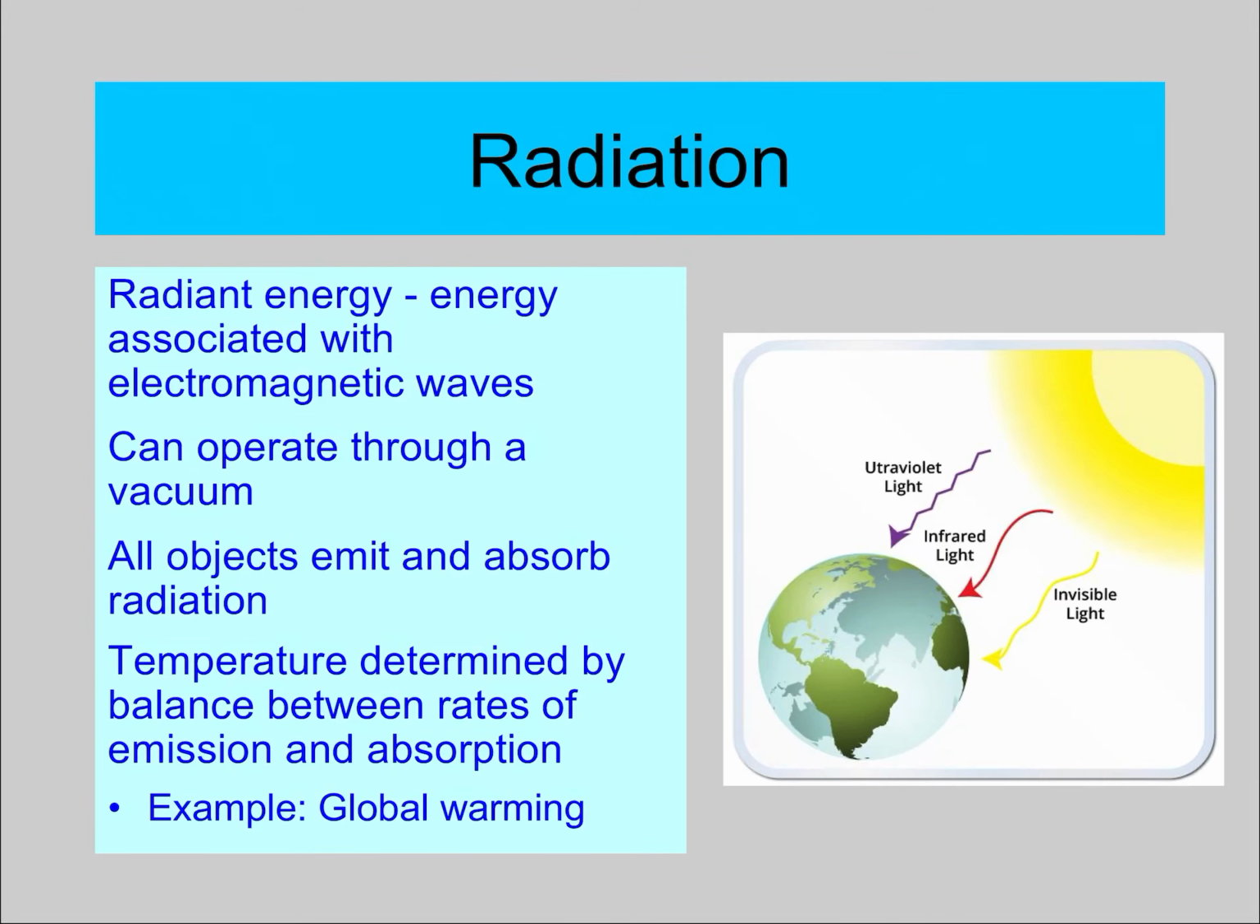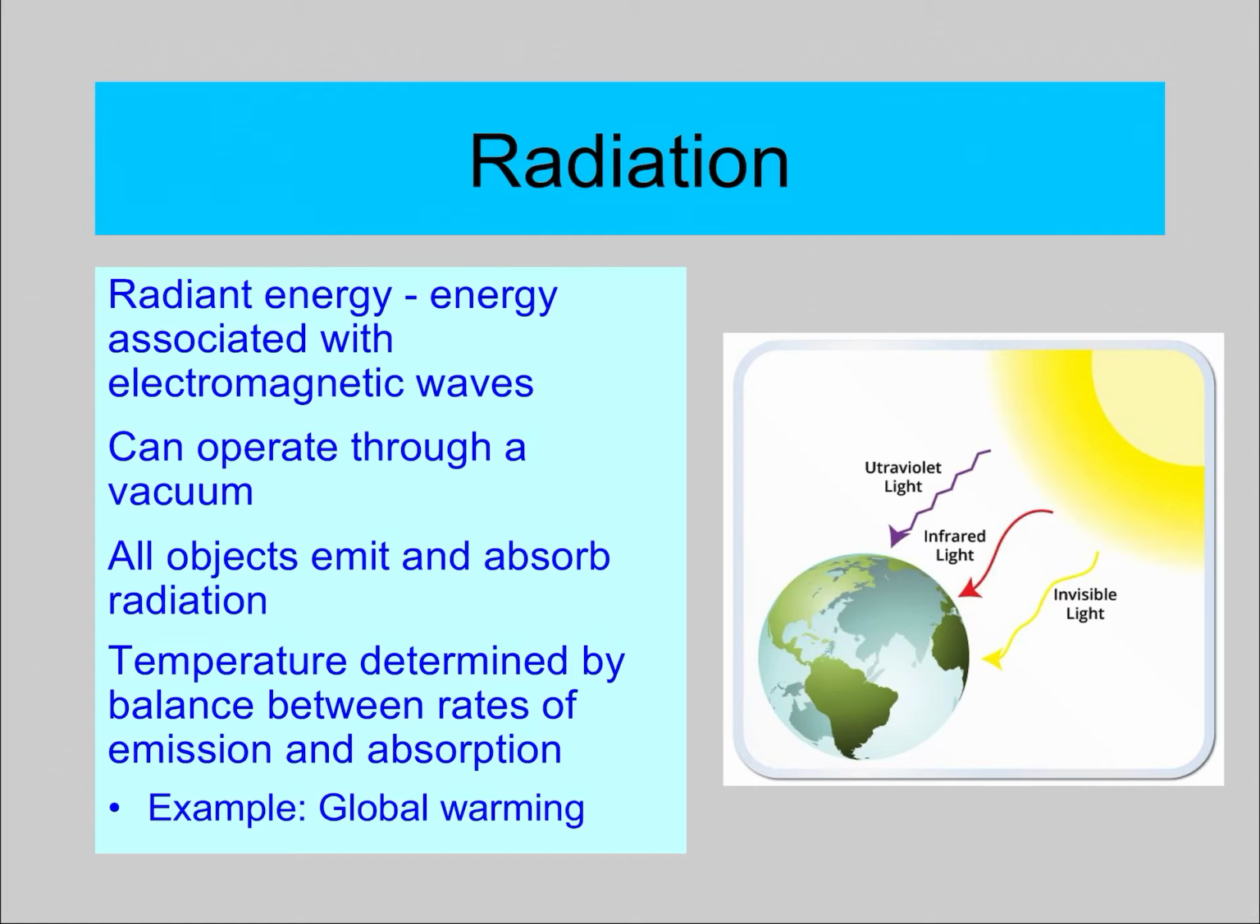Radiation is based on radiant energy, which is energy associated with electromagnetic waves, and it can operate through a vacuum. So this is essentially how we receive warmth from the sun, because radiation can travel through space. Everything on Earth, no matter what, is going to not only absorb radiation, but it's going to emit radiation. The thing is, we don't all absorb or emit at the same rate. So some things are going to emit radiation and then hold on to it quite well, like the ground, whereas some things are going to dissipate most of the radiation they absorb. So like the clouds, they're going to absorb radiation, but they're also going to release it quite well too.